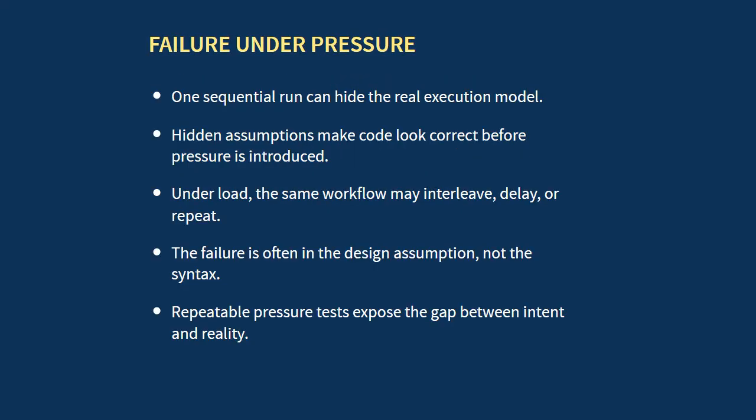That sets up the failure pattern. A sequential run can hide the real execution model because nothing overlaps and nothing delays, so the code appears correct. Then why did it pass the first test so cleanly? Because the test matched the assumption. Under pressure, the same workflow can interleave, delay, or repeat, and the real problem is the mismatch between design assumption and execution environment.